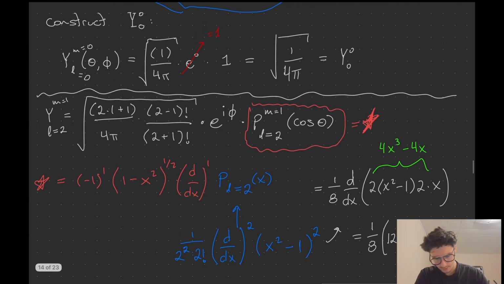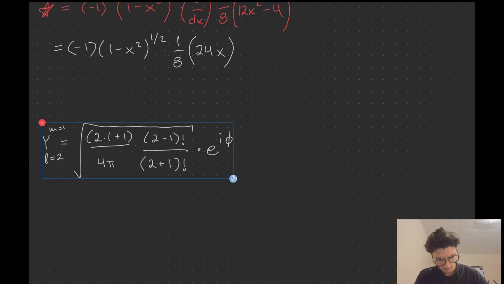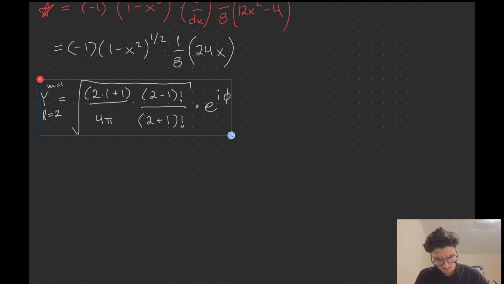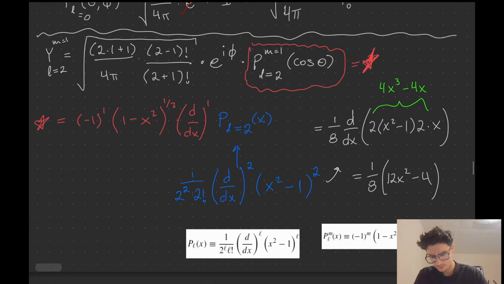Okay. Now we can take this whole thing. You guys see? Boom. Copy. Paste. So we have a minus sign. I'm going to pull the minus sign all the way out here in the front. Then we have a square root 1 minus x squared. And then here we have 24x over 8.